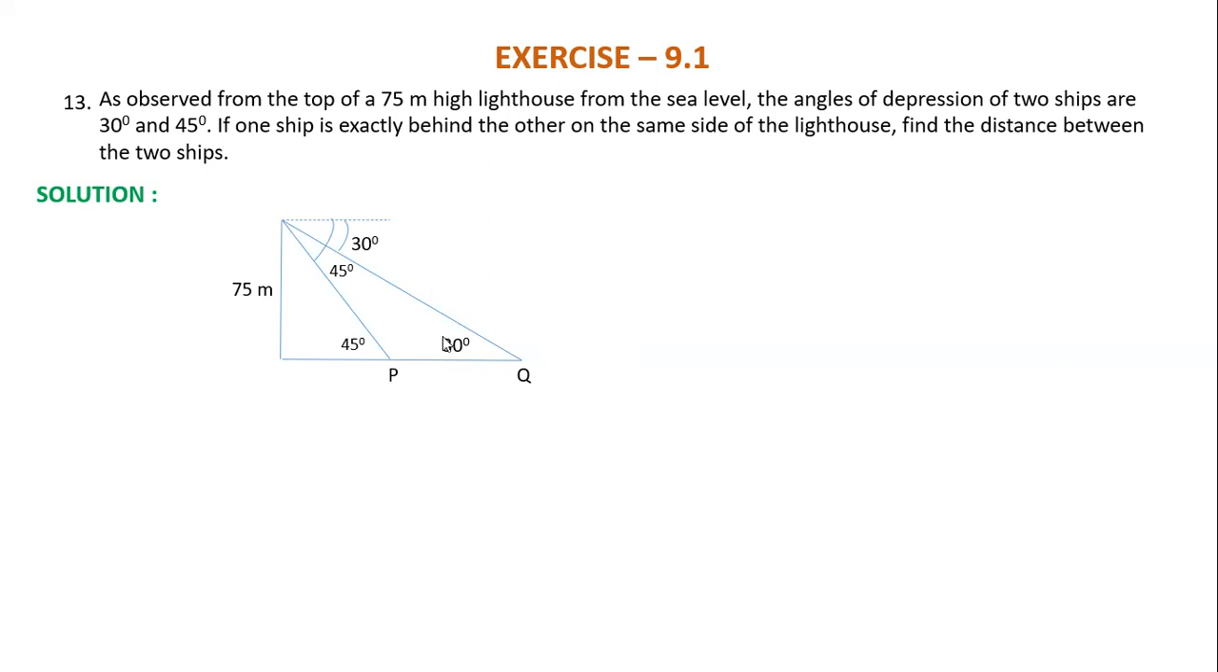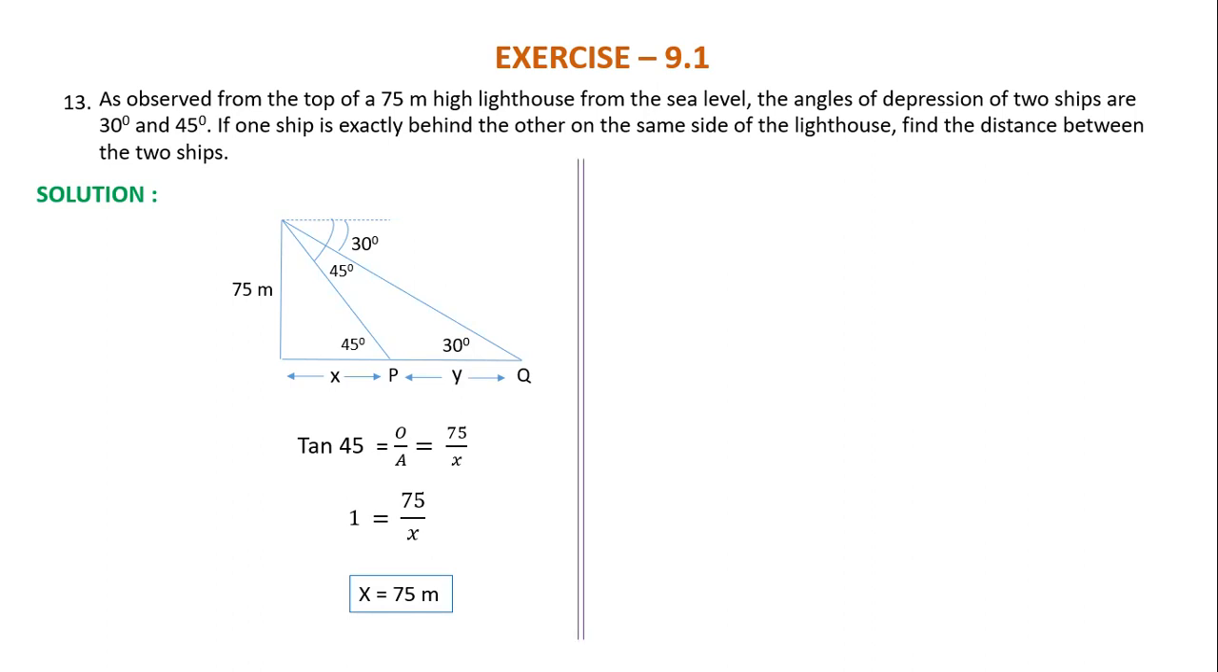Alternate angles are equal. Now let us take this as x, take this as y, and take first tan 45. Tan 45 is equal to 75 upon x. Tan 45 is 1. 1 is equal to 75 upon x. x is equal to 75 meters. x is 75 meters means the first ship is at a distance of 75 meters from the lighthouse.